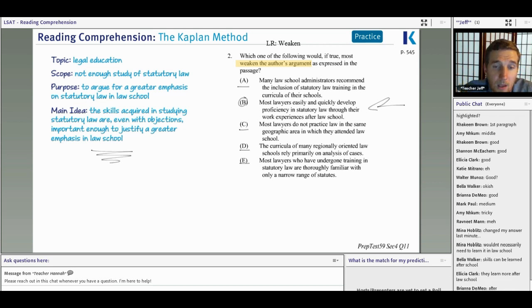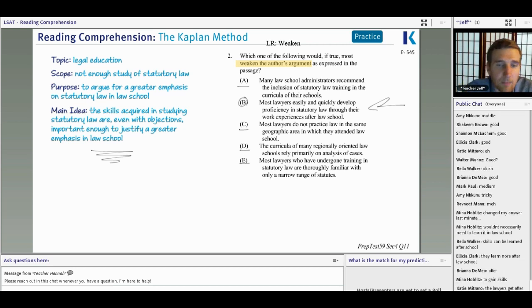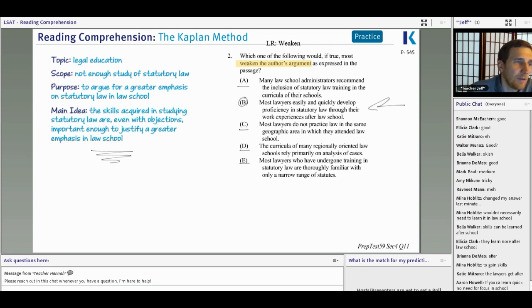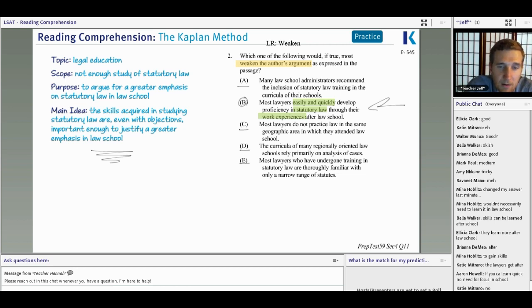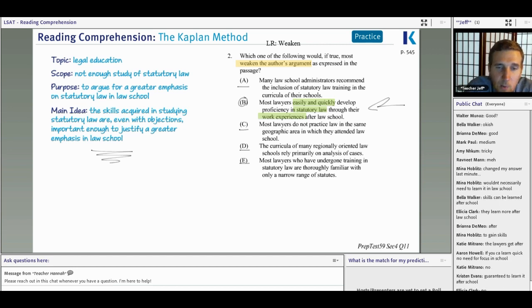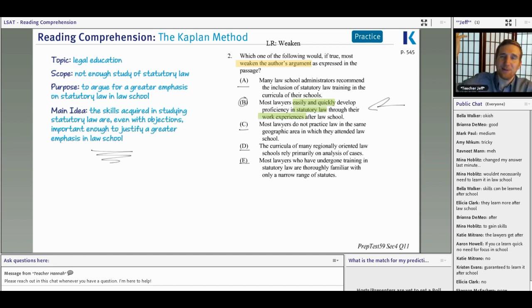Oh, they wouldn't need to, meaning this says that most lawyers will easily and quickly develop proficiency in statutory law just through work experience. Wait a second. If they'll learn about statutory law in work experience, do schools need to spend time teaching it? If they'll just learn super quick afterward, why bother? You're going to learn it right after school anyway.